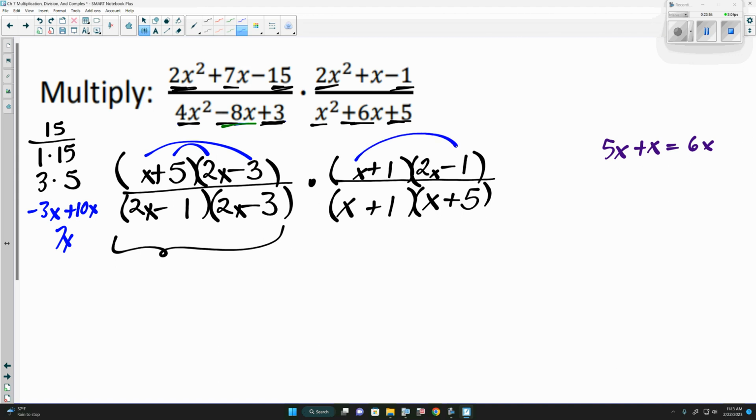And again, we can check this here to make sure this works. x times negative 1 is negative x. Positive 1 times positive 2x is plus 2x. And negative x plus 2x is x. Positive x is the middle term we wanted.